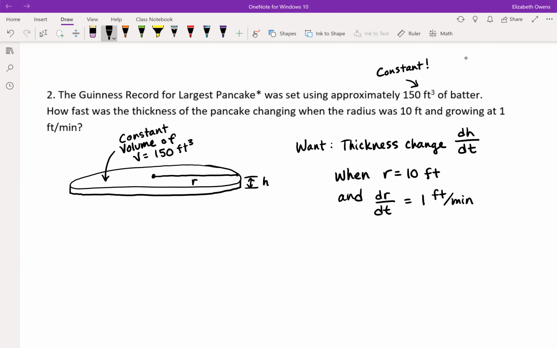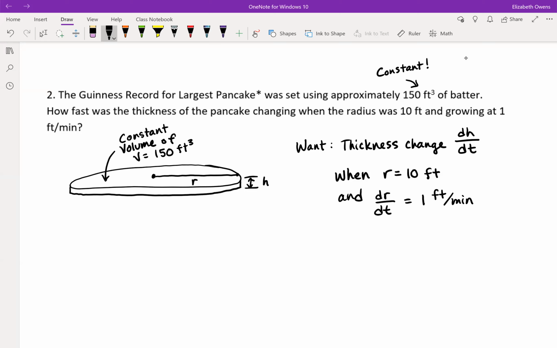So what do we want? Thickness change. When do we want it? Right now, or when the radius is 10 feet and growing at 1 foot per minute. So there we go. We now need to move on to the next step, which is to find an equation to relate the things that we're interested in, and relate the variables and quantities that we have in this problem. That really is based off of our sketch here.